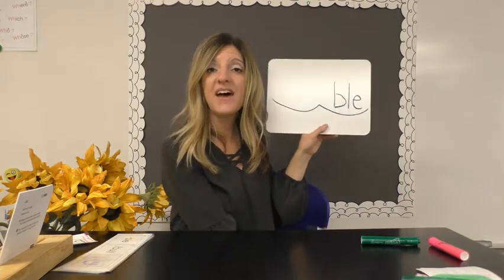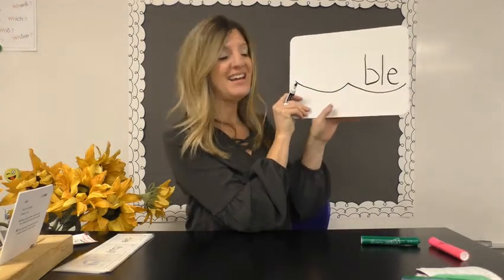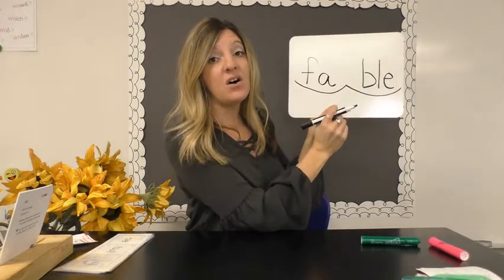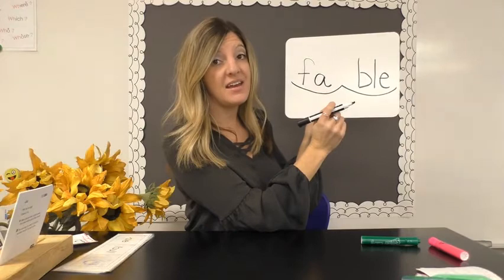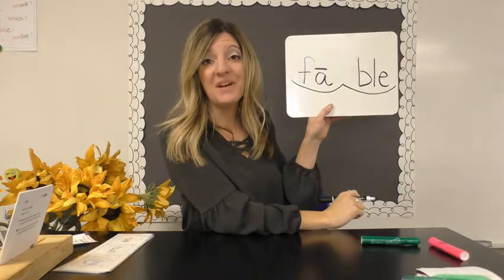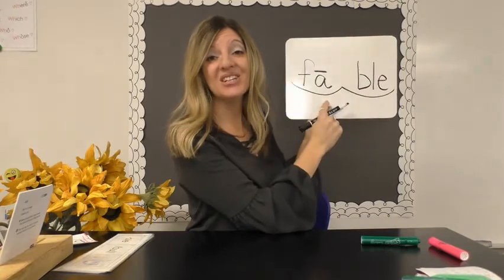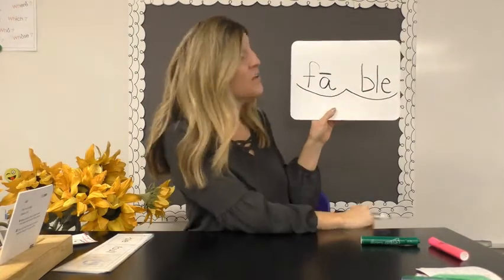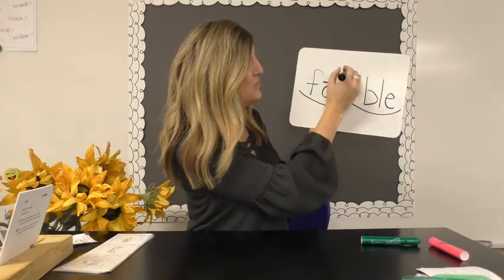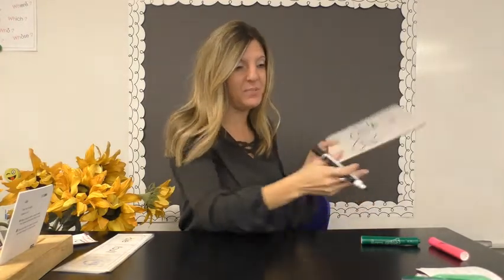My first syllable is fay. Tap out the sounds in fay. A. And I'm going to ask myself, is it long or is it short? Fay. A is long. And so I want this to stay open. So my saying is, if it's long, leave it alone. I'm not going to give it a consonant B, because if I did, then this would say babble. And I wanted to write fable.